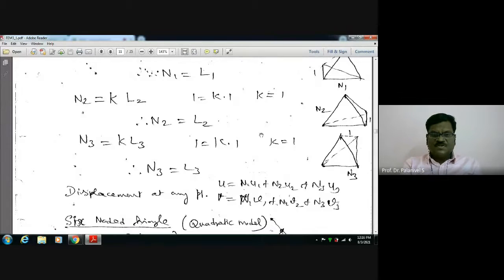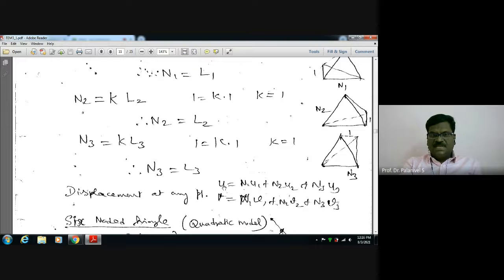So the displacement at any point will be as follows. The nodal displacements are U1, V1 at node 1, U2, V2 at node 2, in the XY direction, and U3, V3 at node 3. Once your shape functions N1, N2, N3 are known, you know the displacement at any point, say U, V.